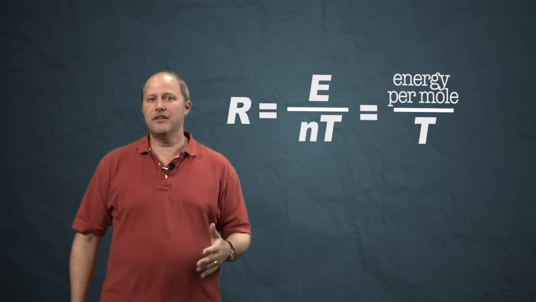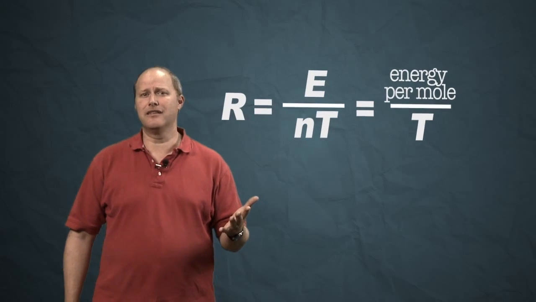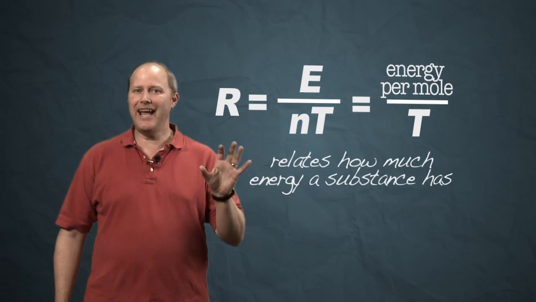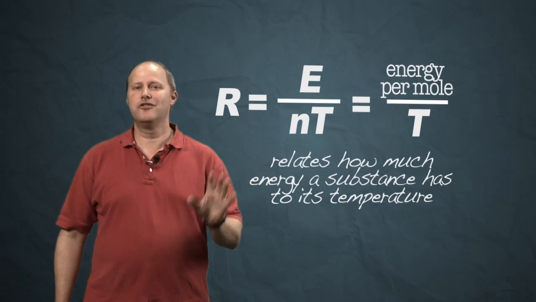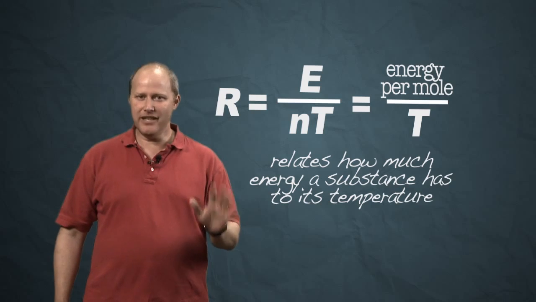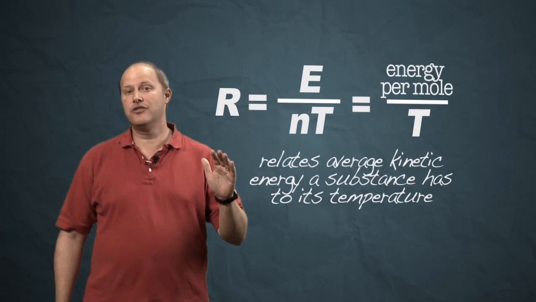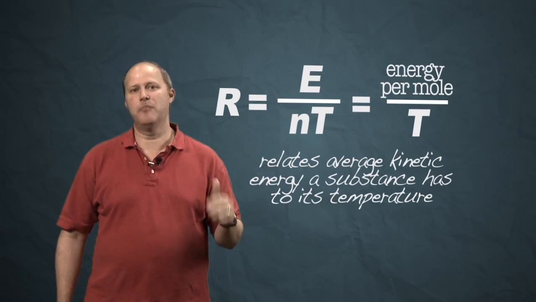And so what we discover is that the value for R is actually a very important universal constant that relates how much energy a substance has to the temperature. And in particular, it relates its average kinetic energy to the temperature.